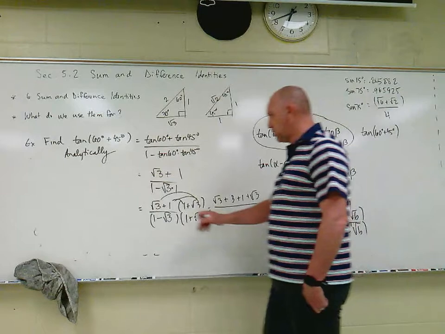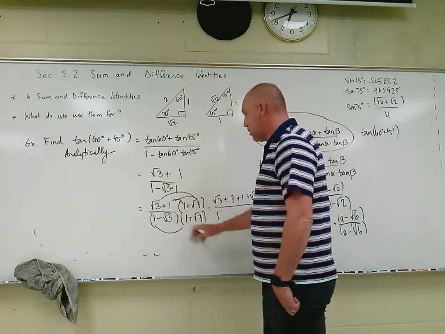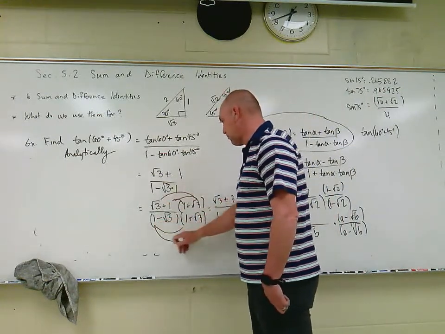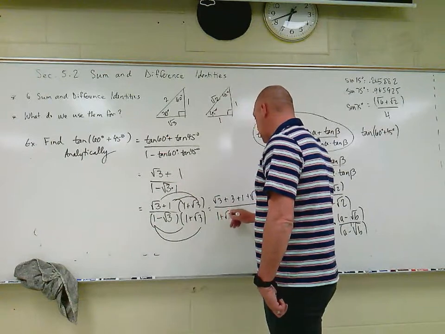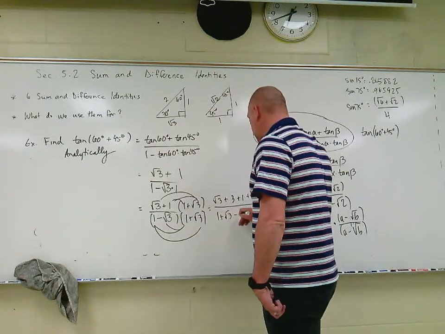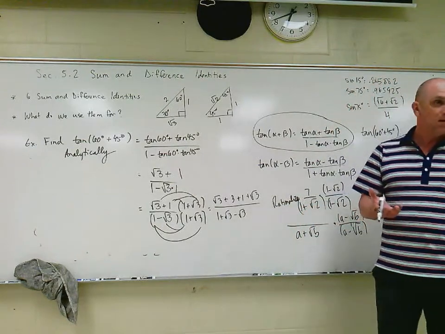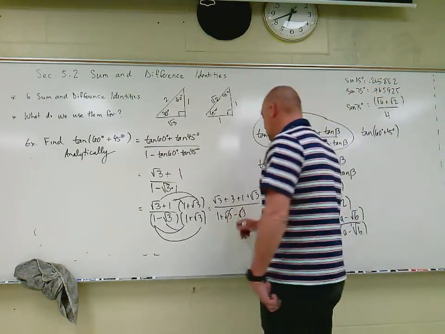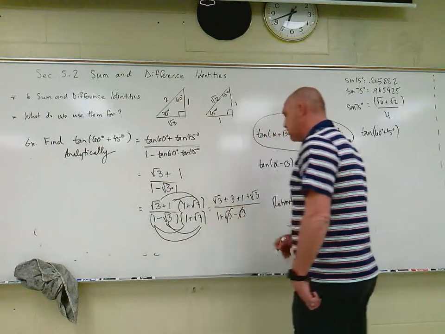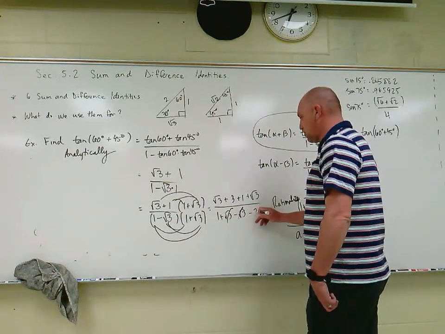See, you only need to do first, you get 1. I'll do outer and inner just to show you: if you do outer, you get square root of 3. You do inner, you get negative square root of 3. I could have saved myself time. That's the whole reason we're doing this, because we don't want a radical on the bottom. Those cancel. Last, negative square root of 3 times square root of 3 is negative 3.